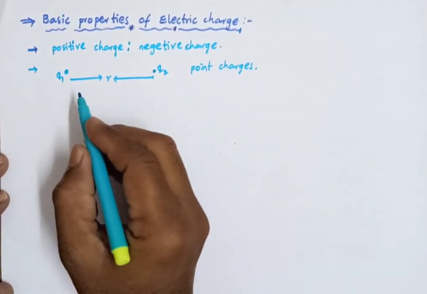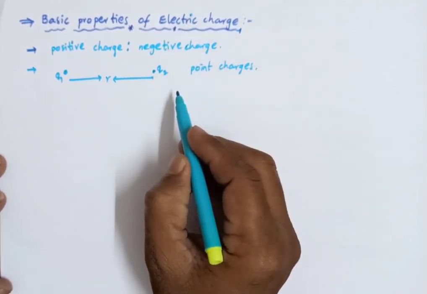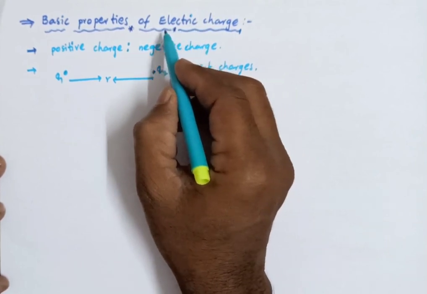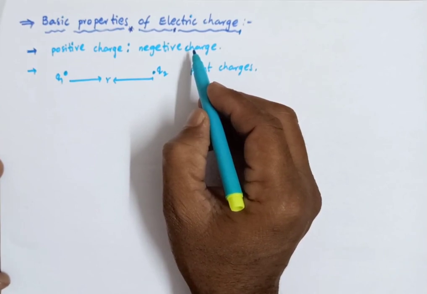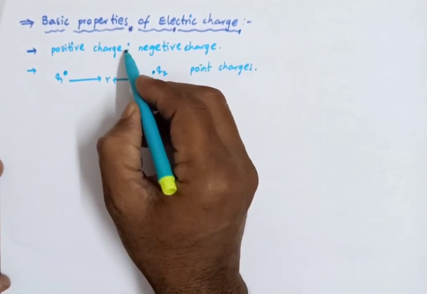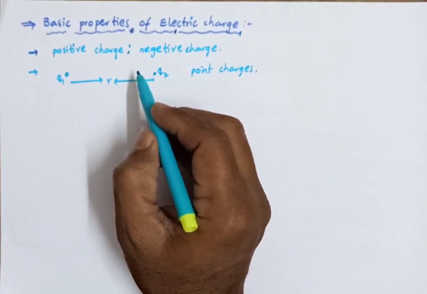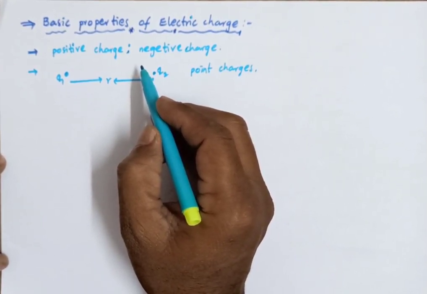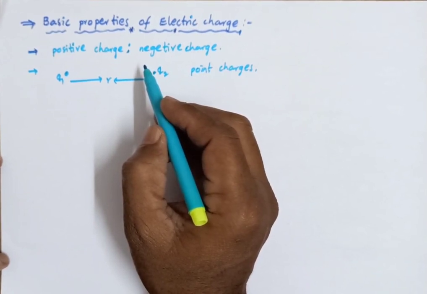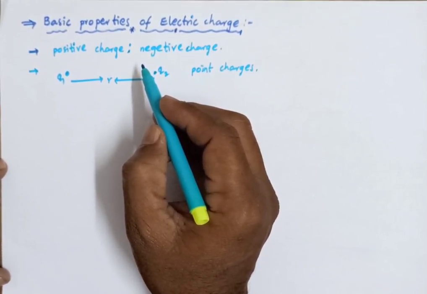Hi everyone. Today we will discuss basic properties of electric charge. In the previous class, we discussed what electric charge is, how to produce it, and how a body becomes electrified by accumulating charges, by different methods: friction, induction, and conduction. We also discussed what conductors and insulators are and how to define them.